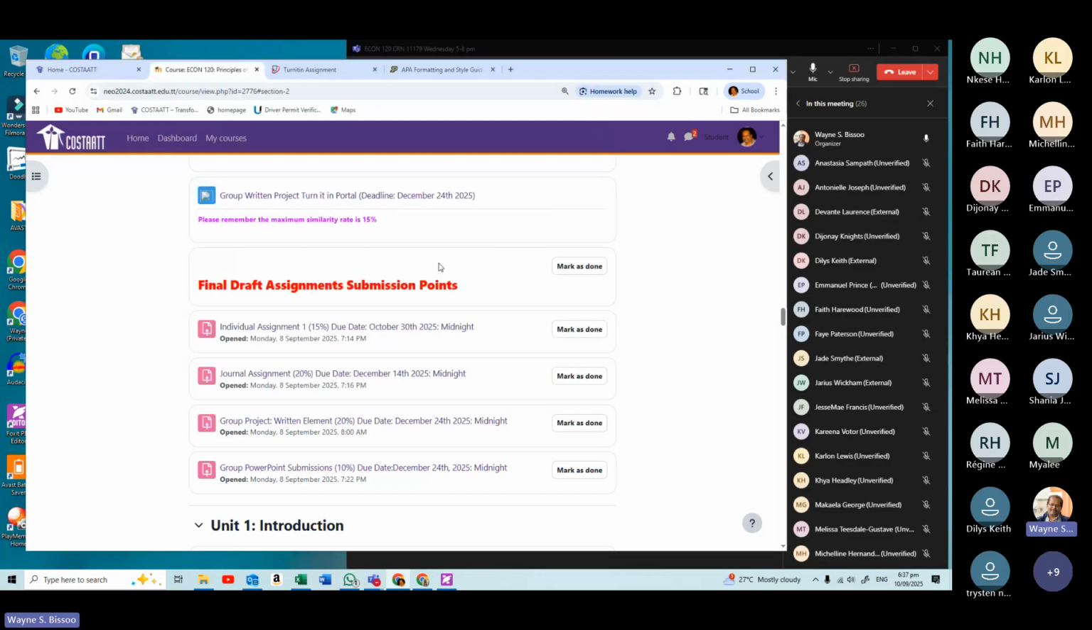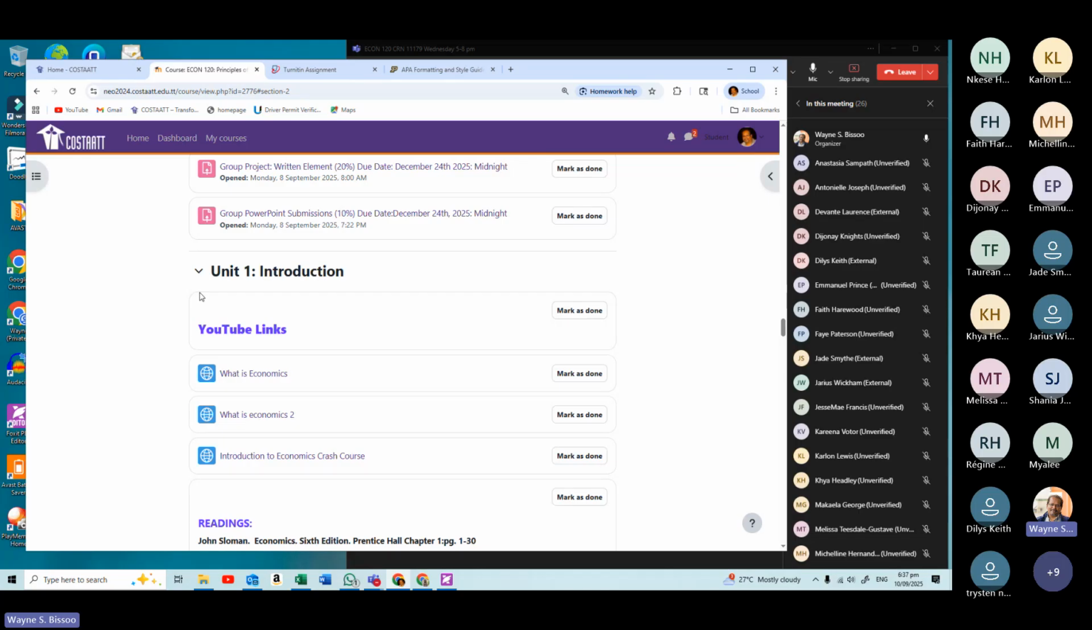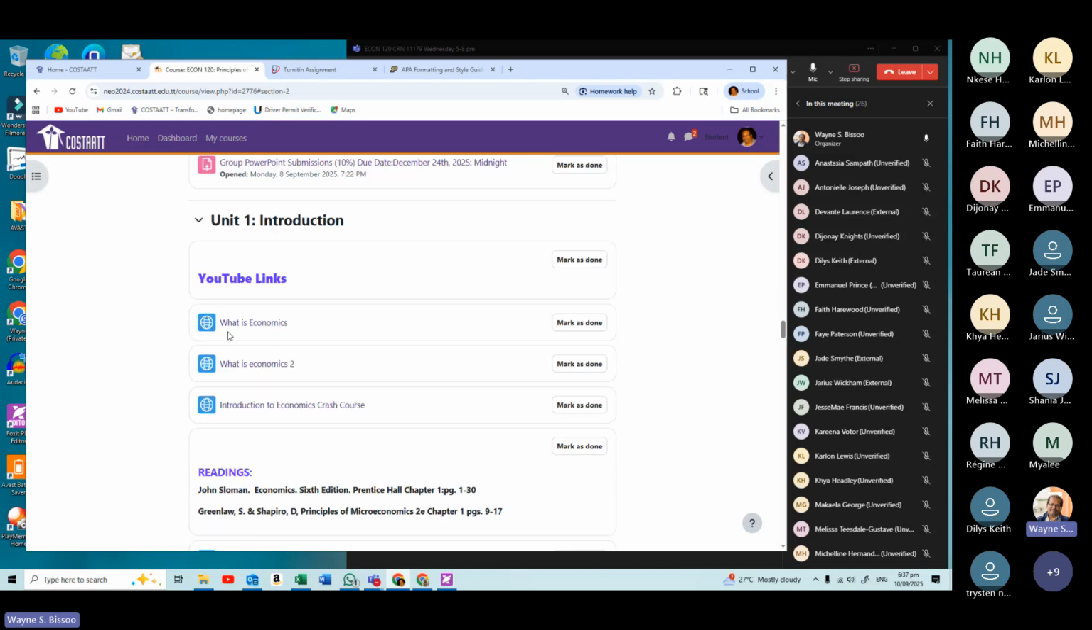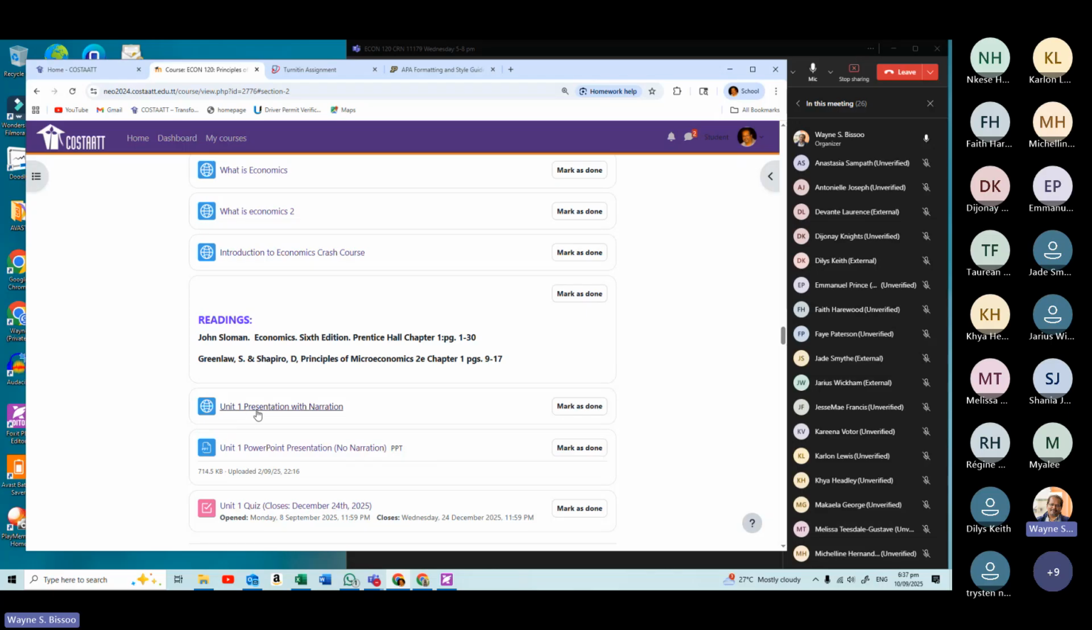All right. So once we get past the assignment submission points, the next thing that starts is the various units. This relates directly to the course outline. Unit 1 is the introduction, and you see some of the topics here. What is economics? What is economics 2, and so on. These are the readings for it. This is the unit presentation. This is an old recording I had done with narration, but this is the PowerPoint here.